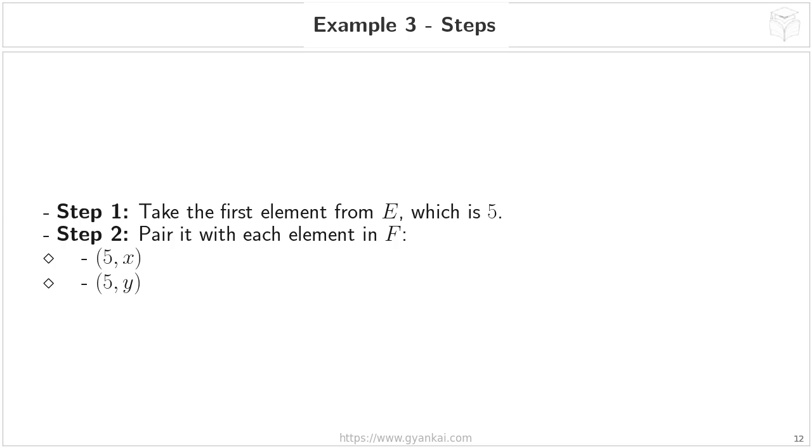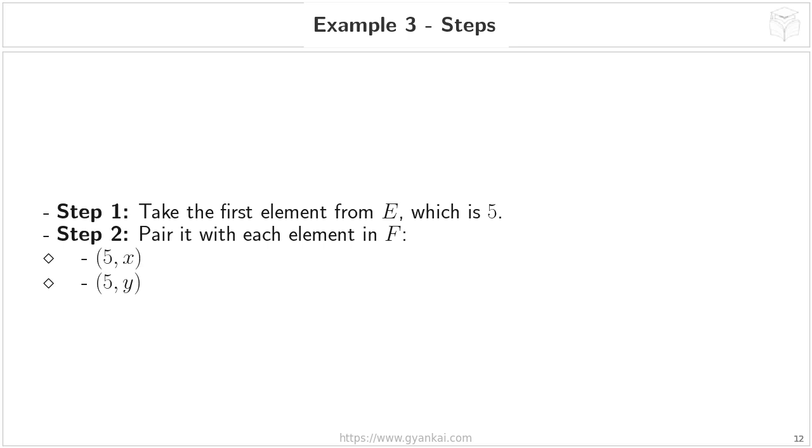Then we repeat this process, keeping 5 as the first element but pairing it with the second element of F, which is y. This gives us the ordered pair 5y. So let's continue building our understanding of Cartesian products with this example. As you've seen in the previous slides, the key is to systematically create ordered pairs. Remember, our set E is defined as containing the numbers 5, 6, and 7, and set F contains the letters x and y.